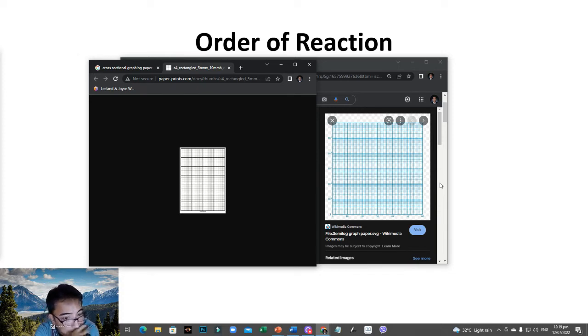Okay. Well, one thing, class, that you might notice, pag yan ay cross-sectional graphing paper, class, equally distributed, equal ang distance between x and y axis. Okay? Equal ang distance niyan. That's a cross-sectional graphing paper. That's an ordinary graphing paper.